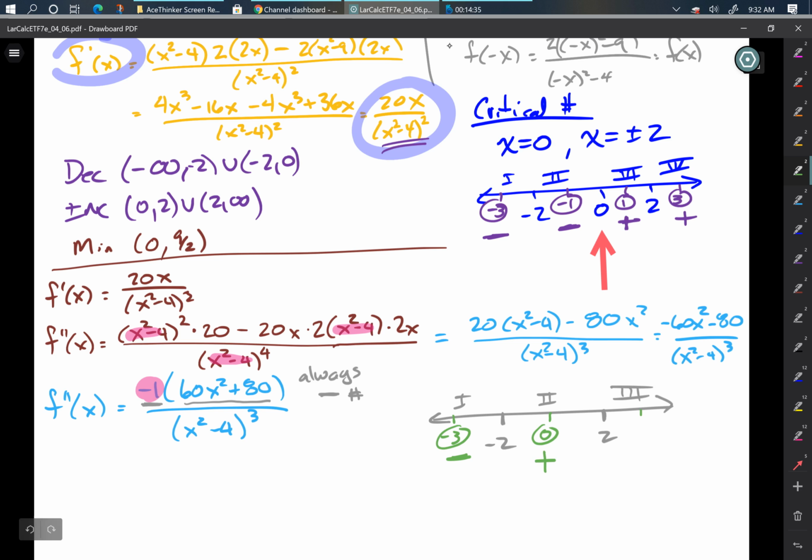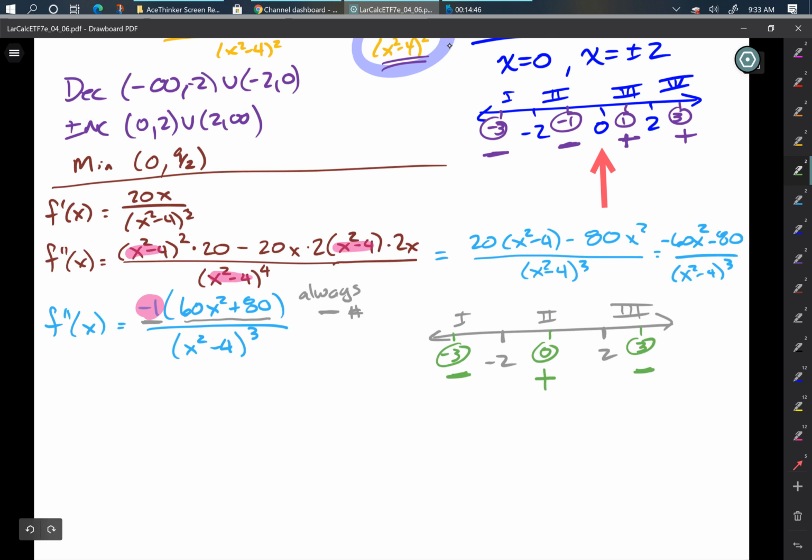Interval number 3. I'll use the number 3. 3 squared minus 4 is positive. Positive cubed is positive. Numerator is negative. Denominator is positive. We're negative. So now what does that tell me? Well, where are we concave up? Well, we're concave up from negative 2 to 2. And where are we concave down? Well, we're concave down from negative infinity to negative 2, union with 2 to infinity.